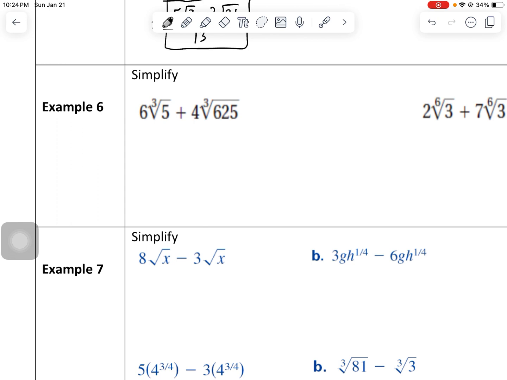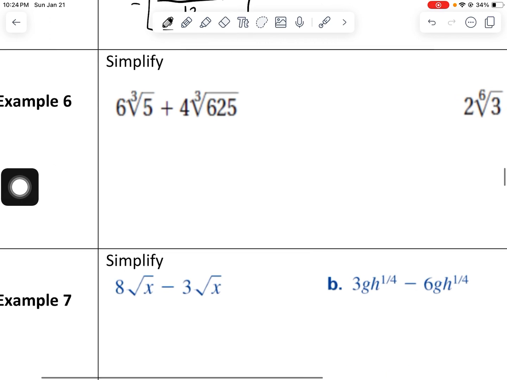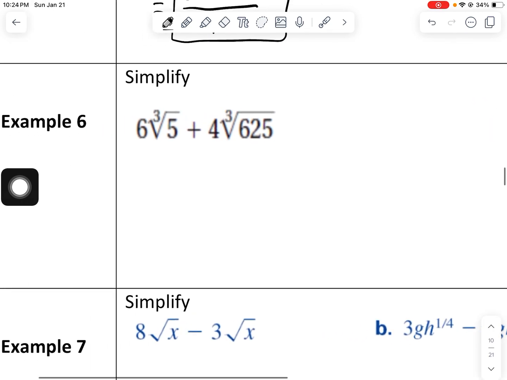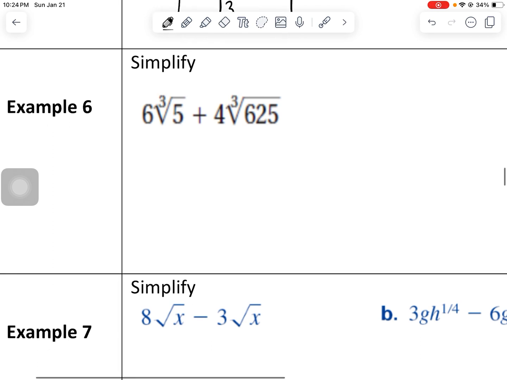Last part here is the adding and subtracting of radicals. In order to add and subtract, it is even more specific. You have to have both the matching index and your radicand has to be identical. So notice we have a 5 and a 625. We can't add those until they're identical. Hopefully this will break down in a way that we can, and then I'll show you what to do after you have the same index and radicand.